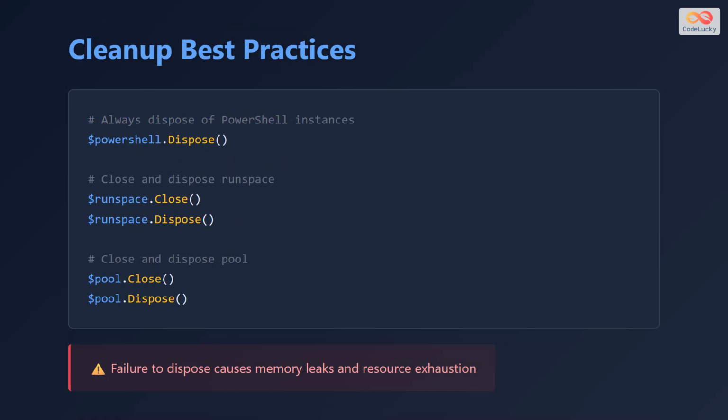Always remember to dispose of PowerShell objects and runspaces once they are done. Close and dispose pools and runspaces to release system resources. Failing to do so can cause memory leaks and eventually slow down or crash your scripts. Good cleanup habits are essential for robust and reliable parallel processing.